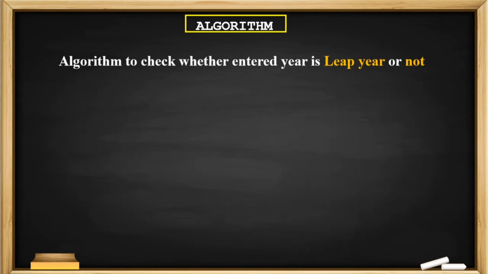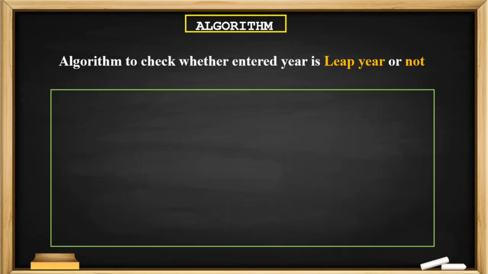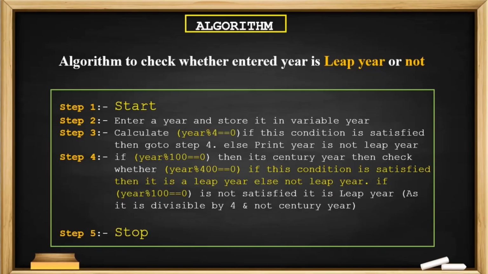Before writing the actual code, we write an algorithm for checking whether entered year is a leap year or not. We know that an algorithm is a stepwise set of instructions to perform a task. So, step 1 is start. In step 2, we enter a year to be checked whether leap year or not and store it in a variable year. In step 3, we compute year mod 4 and compare it with 0.